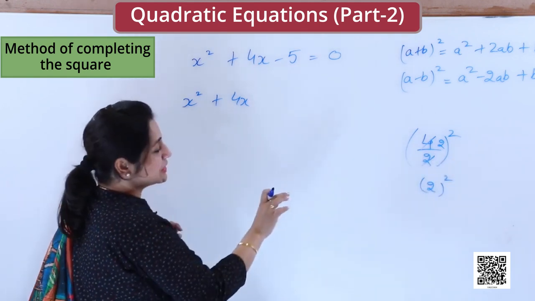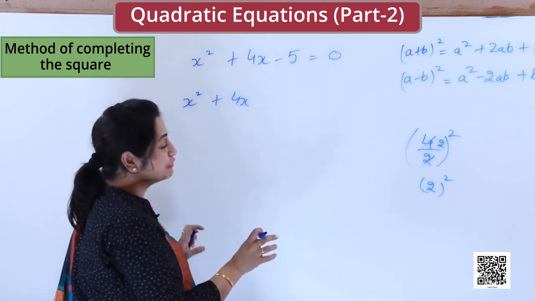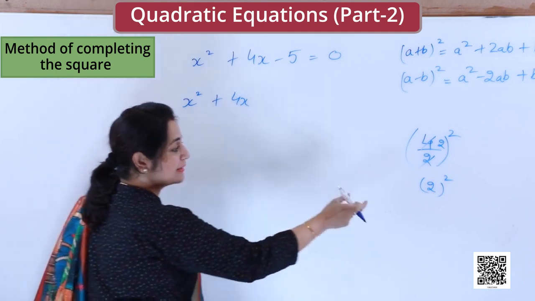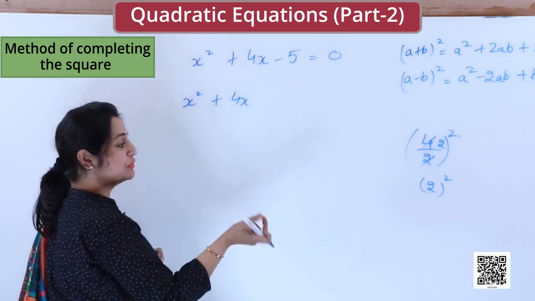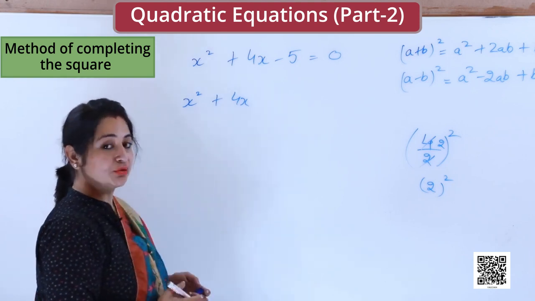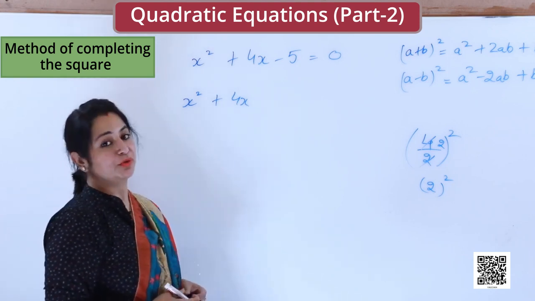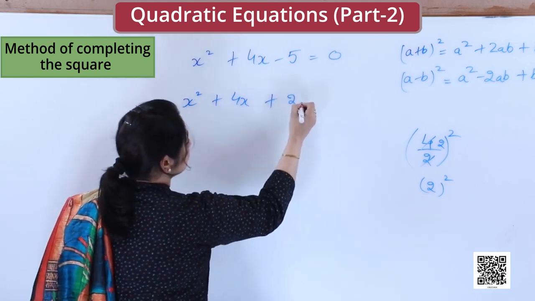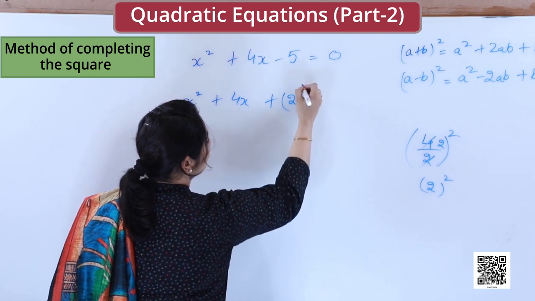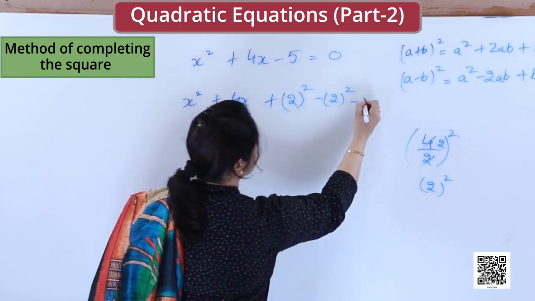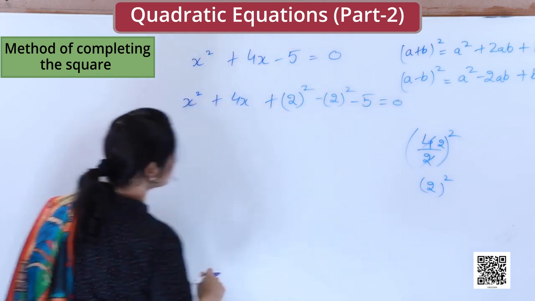Now, this has given us a magic value. Now, this magic value will make our question very easy. What we will do here is, we will add this magic value once and then we will subtract it once. And we know that adding and subtracting the same value to a polynomial does not affect the polynomial. It will remain the same. So, we can do that. Here, we can simply add 2 square and then subtract it. And rest of the equation will be same, minus 5 equals to 0.